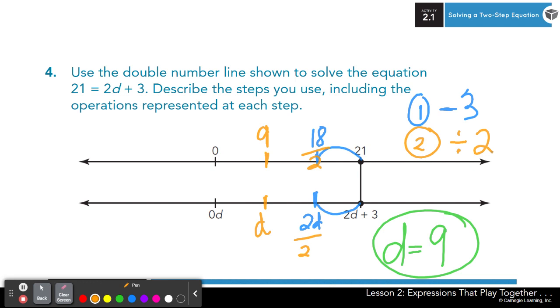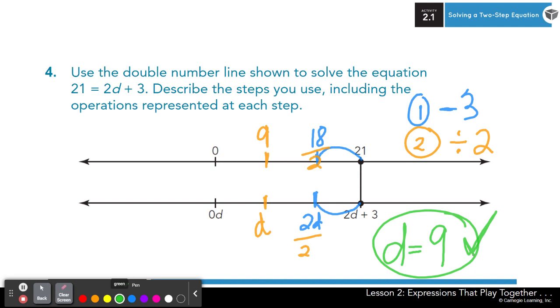Alrighty, go ahead and compare my work to yours. If you got D is equal to 9, go ahead and pat yourself on the back and put a big check next to that solution. The first thing that you should have done, and you'll see it where it says step 1 in my description, was to subtract 3 from both sides. When you subtracted 3, you're left with 2D on the bottom and then 18 on the top. Then my second step was to divide both sides by 2.